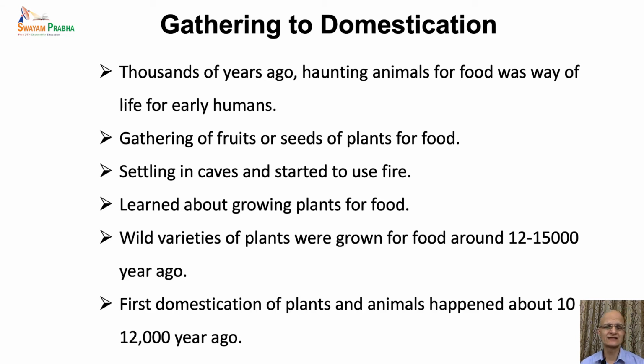Evidence suggests that wild varieties of plants were grown for food around 12 to 15,000 years ago, and by about 10 to 12,000 years ago, the domestication of the first crops and animals had already happened. In fact, it is estimated that by about 10,000 years ago, quite a few crops were domesticated and were grown routinely.